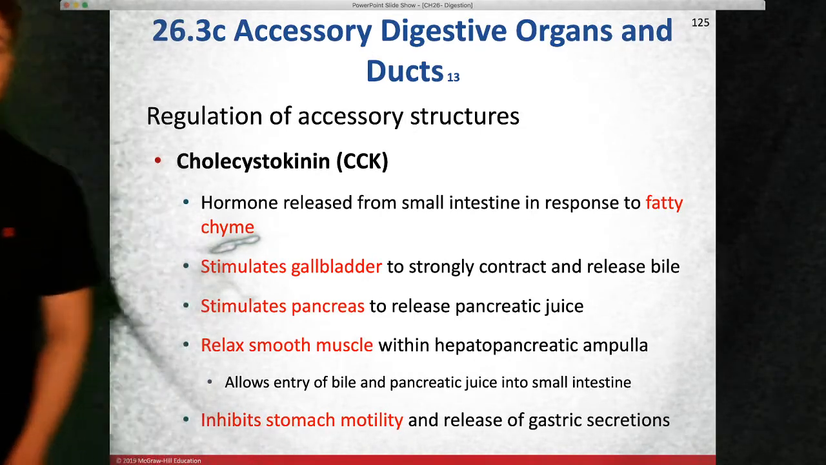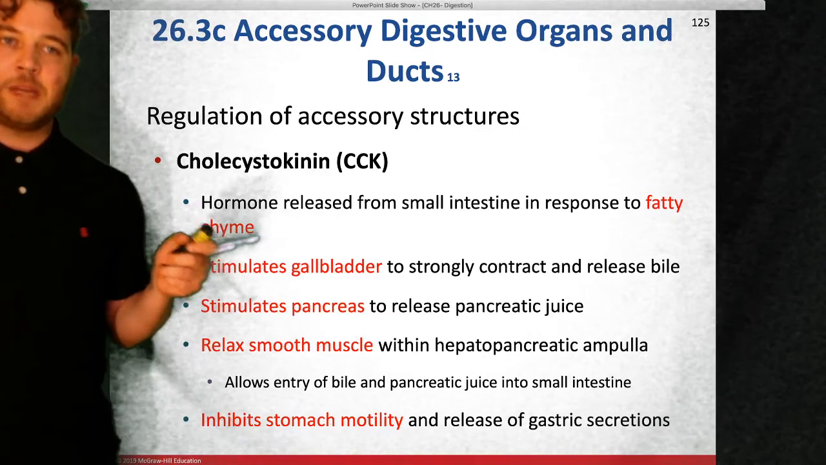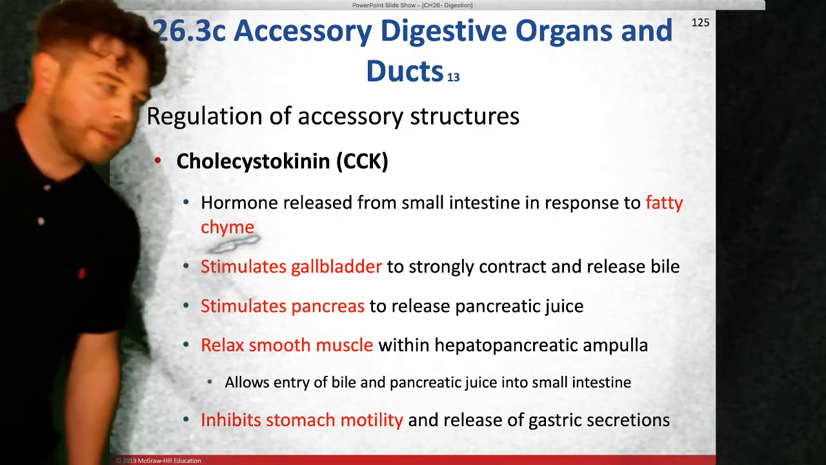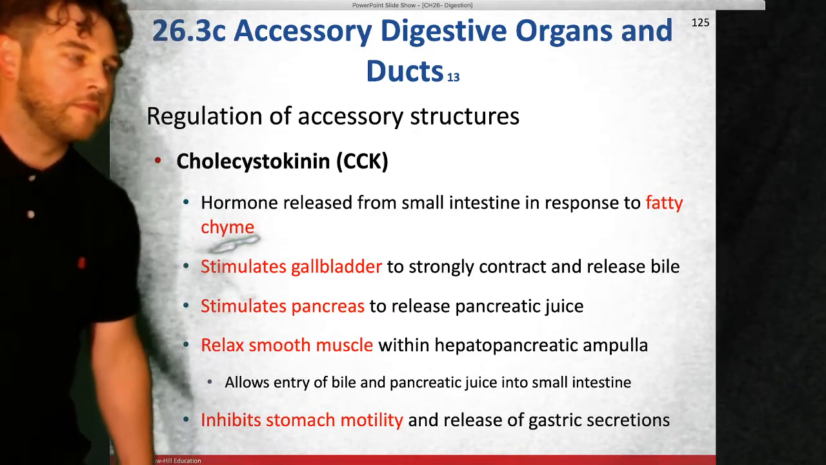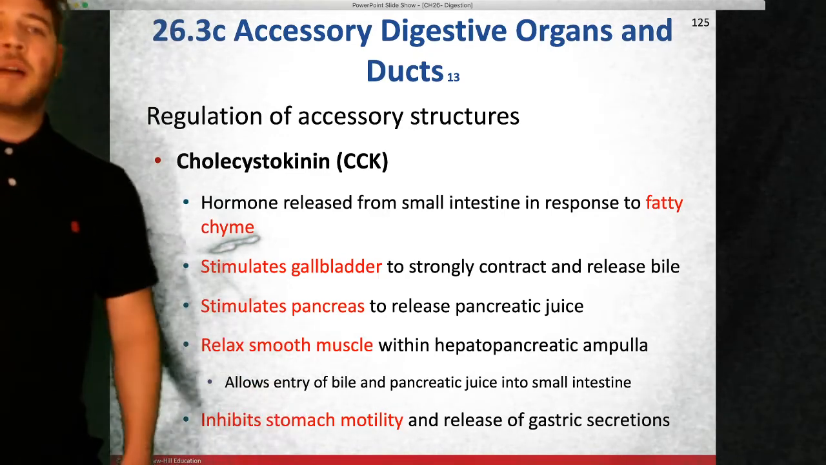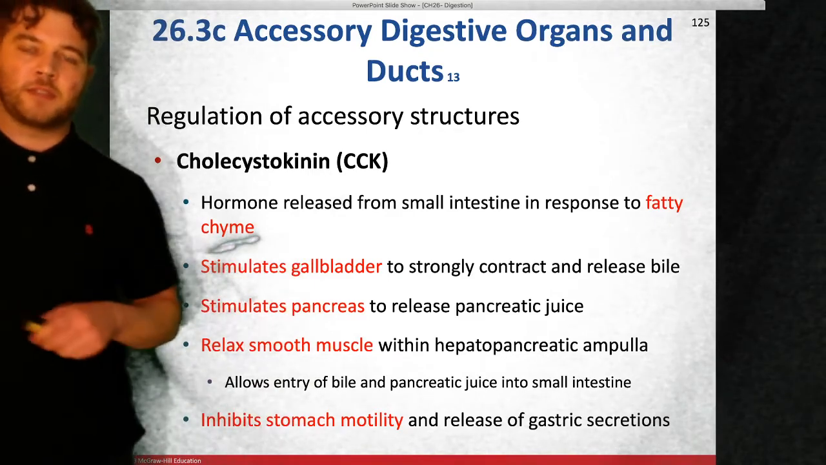Okay, cholecystokinin. CCK is a hormone released from the small intestine in response to fatty chyme. So when you eat something really fatty, I'm trying to pick things that aren't just meat, something like a vegetable, and obviously avocado. Avocado is nice and fatty, so it's going to be releasing that chyme. CCK will be released in response to that.